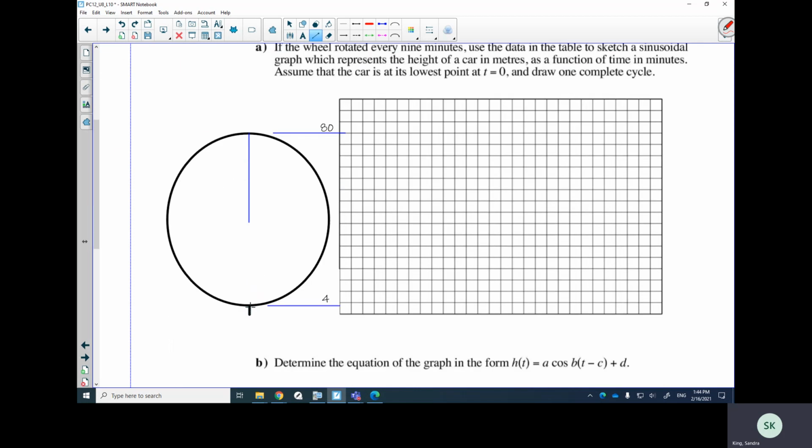So they told me up here that at 0 minutes, when it starts, they're 4 meters above the ground. But how I would say this in the question in your book or on a test is, I would say, you know, the max height of the Ferris wheel is 80. The platform is at 4 meters.